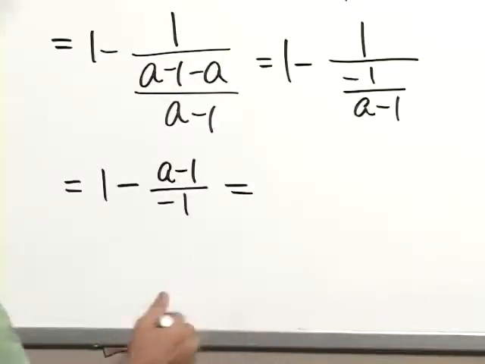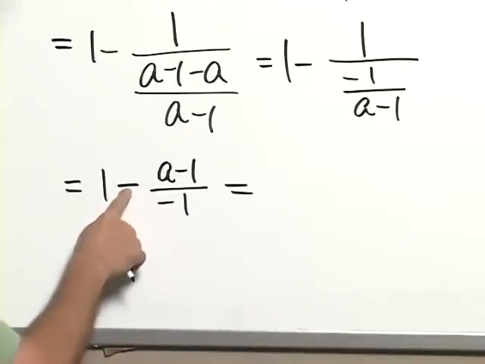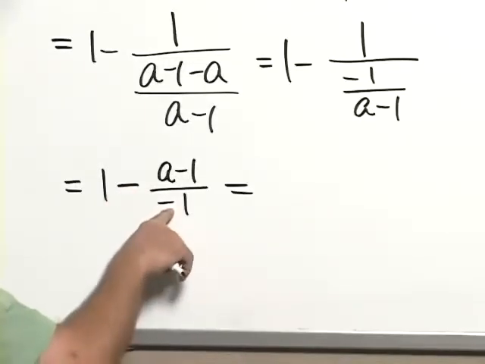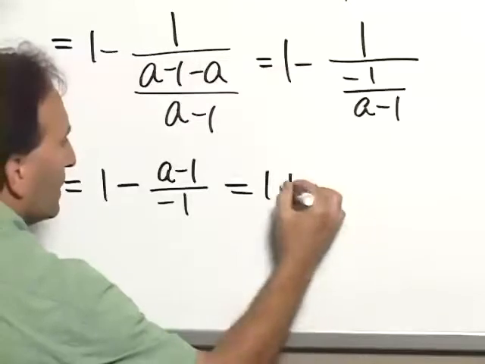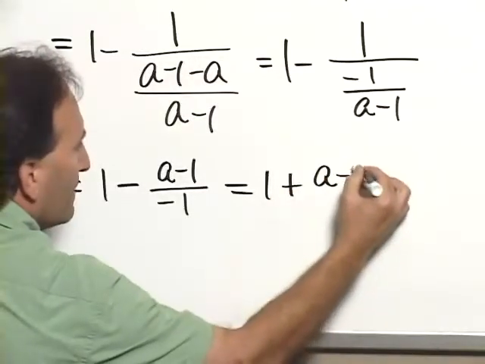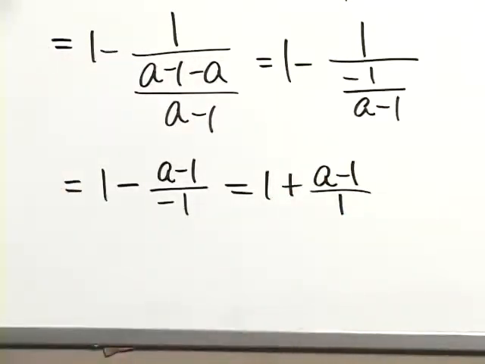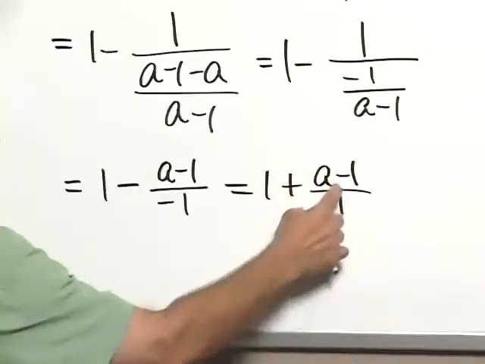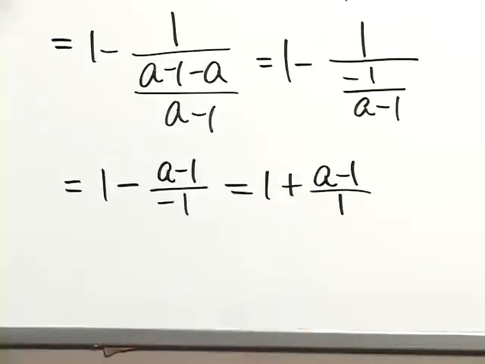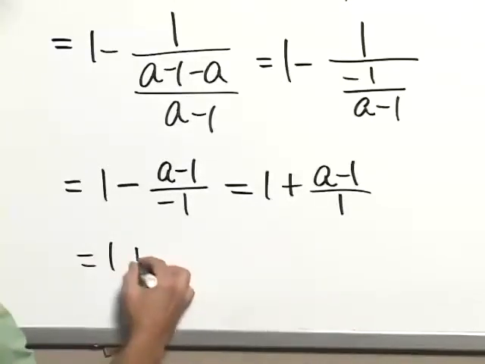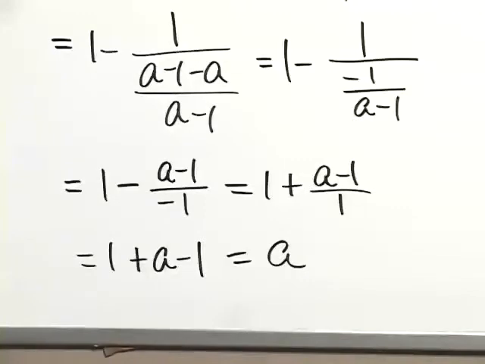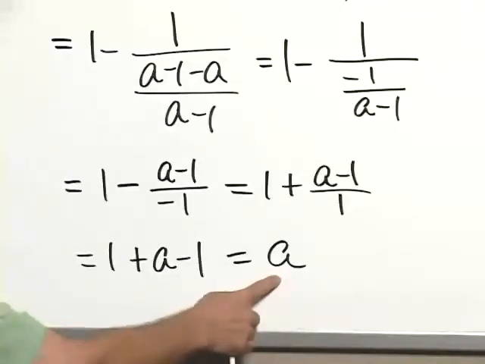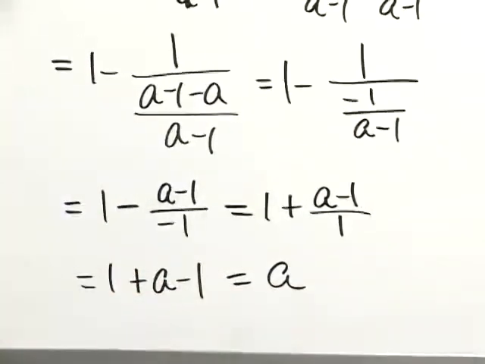This would be equal to, we have subtracting and then this negative, which we can combine so that it becomes 1 plus a minus 1 over 1. But now a minus 1 over 1 is just a minus 1. So we have 1 plus a minus 1, and that's equal to a. So that entire expression simplifies to a.